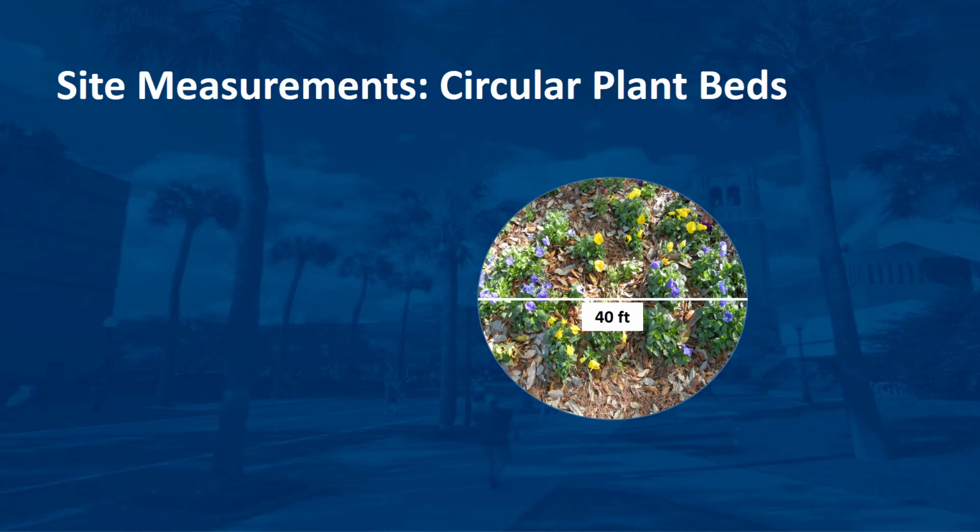Measurement of a circular plant bed shows the site has a diameter of 40 feet. What is the area of the plant bed in square feet? The solution is to find the radius of the circle. To do this, divide the length of the diameter in half. 40 feet divided by 2 equals 20 feet. Calculate the area of the circle by multiplying the length of the radius times itself by the value for pi. 3.14 times 20 squared, which equals 1,256 square feet.